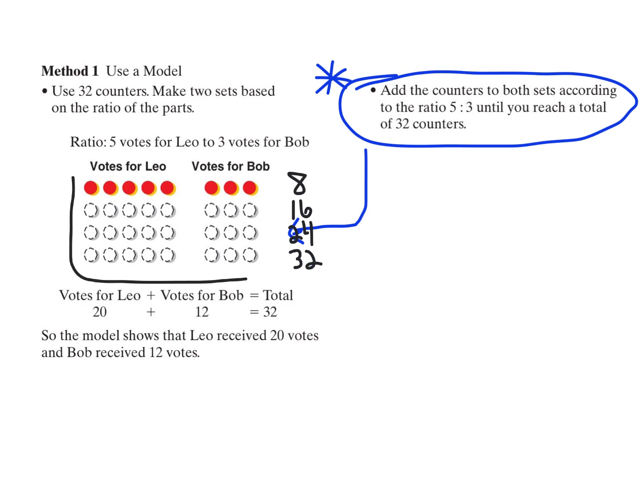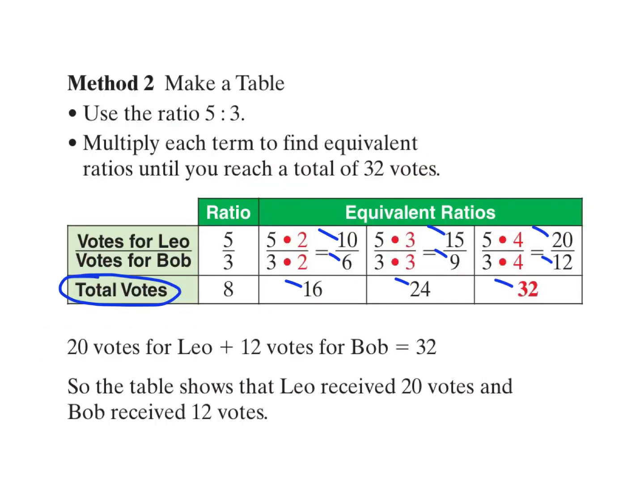So this would be a way of modeling this. And then if you look at this, this would tell us that Leo got 20 votes and Bob got 12 votes. And that was a total of 32 votes. Another way of doing this is we can make a table, and we can start with the ratio of 5-to-3 and then multiply both of those by the same number until we get where the two numbers add up to 32. So you can see they started with 5-to-3.